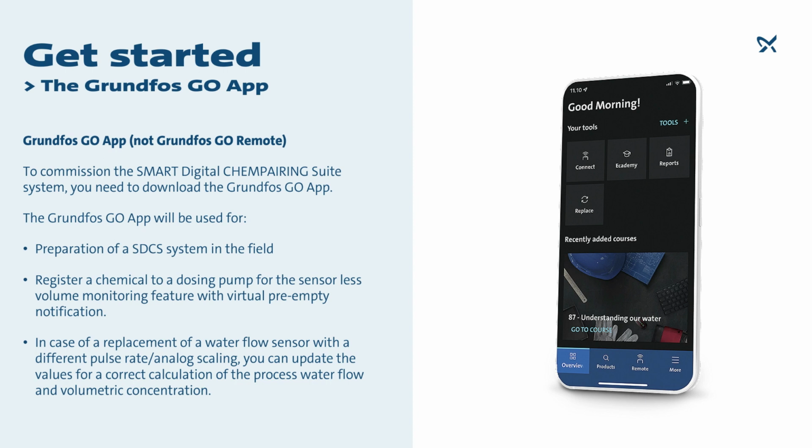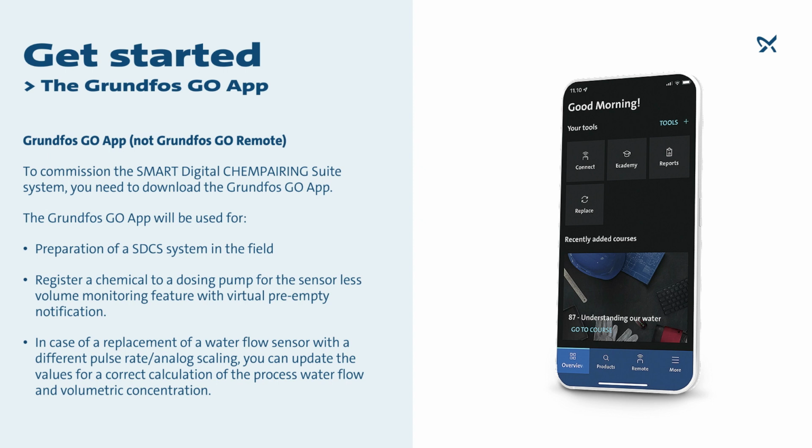The Grundfos Go app is utilized for interaction with the Smart Digital CHEMPAIRING system in the field. Upon scanning the QR code located on the lid of the gateway, a specific menu appears, offering the following functions.